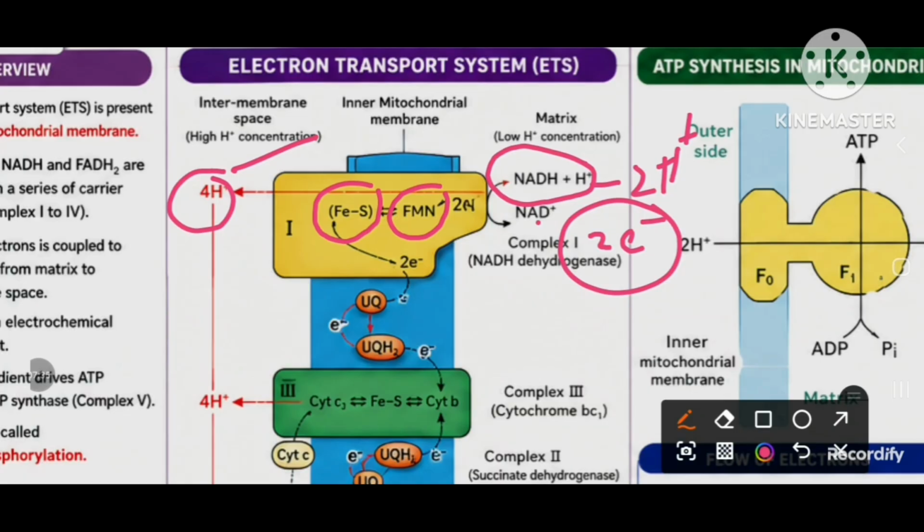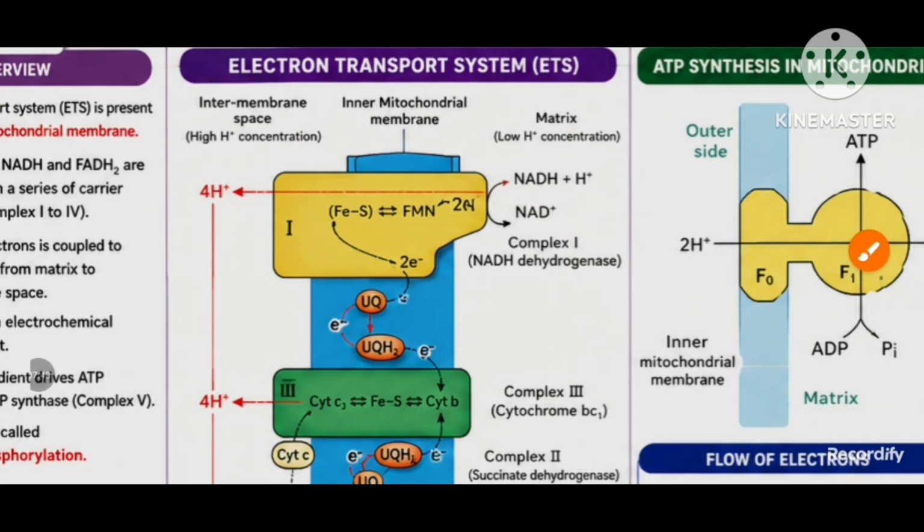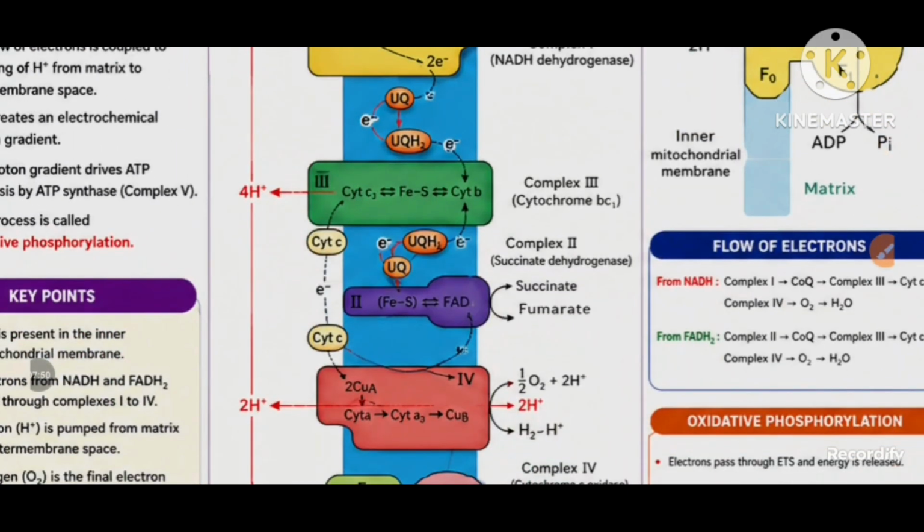So the NADH molecule will yield only the electrons, and complex number 1 will use that electron energy and transport 4 H plus ions from matrix to the intermembrane space. Okay, is it clear? And in the next one, complex number 3.